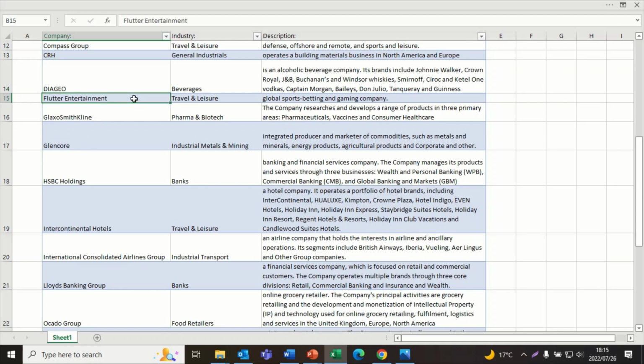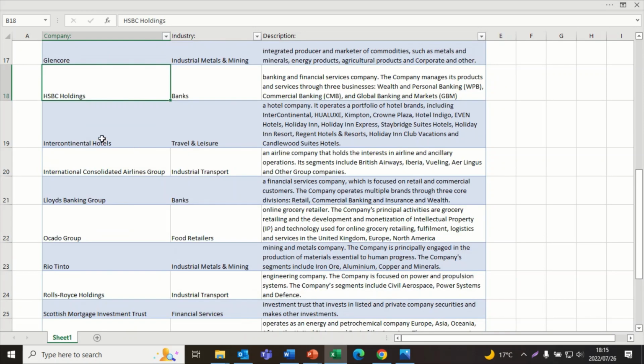Then Flutter Entertainment, global sports betting and gaming company. GlaxoSmithKline, or GSK, researches and develops a range of pharmaceuticals, vaccines, and consumer healthcare. Glencore is a producer and marketer of commodities such as metals and minerals. HSBC Holdings is banking and financial services.